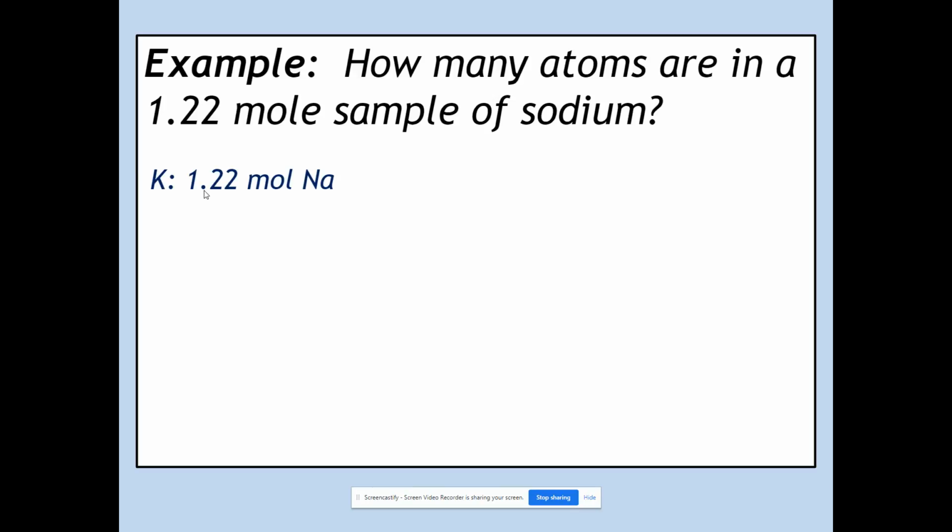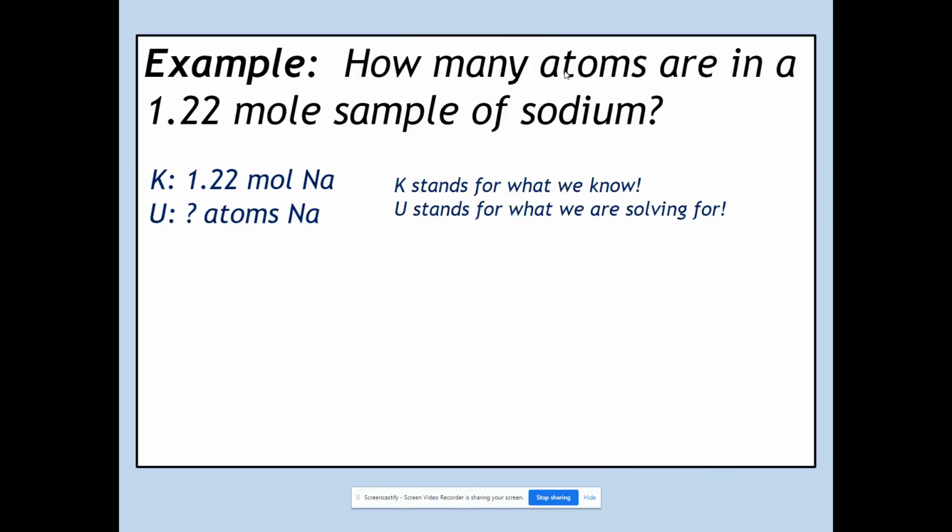So what we know here is we've got 1.22 moles of sodium. We want to convert that into atoms, and we're going to use our conversion factor of Avogadro's number. I'll show you how we do it. First, we take our known, we put it in the numerator, we put that over the number 1, right? We have one of these things.